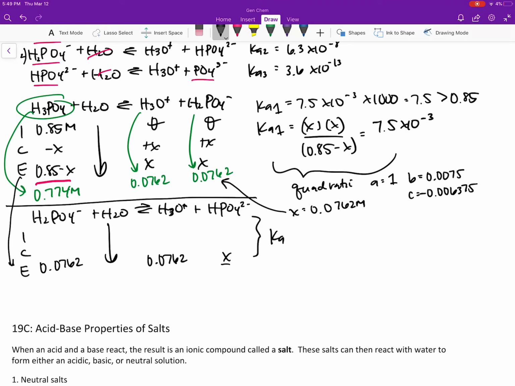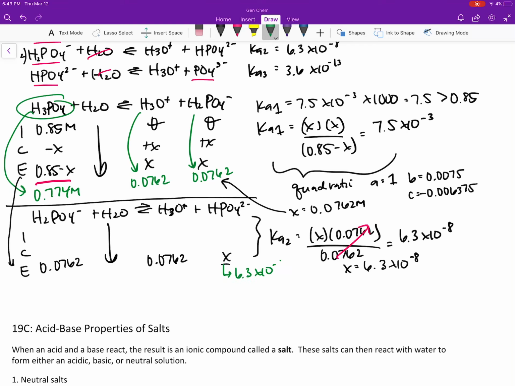So I'm going to take my Ka2, and I'm going to do x times 0.0762 divided by 0.0762, products over reactants, is equal to my Ka2. You might see that these are going to cancel each other out, meaning that x is equal to 6.3 times 10 to the negative 8th. So what that means is x is equal to 6.3 times 10 to the negative 8th molar, which is the concentration of HPO4 2-.